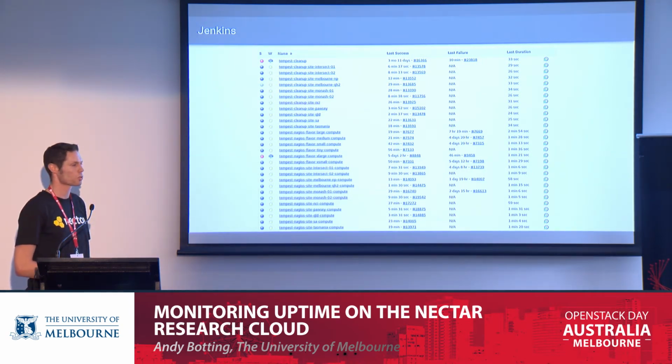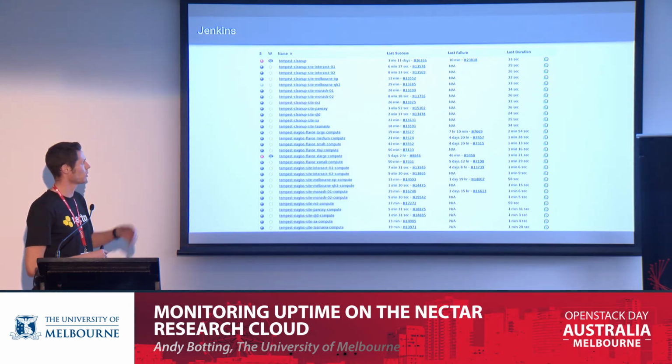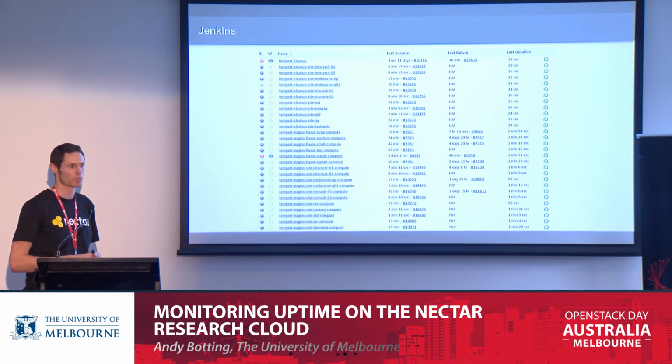We also use OS Purge. OS Purge is a tool for cleaning up resources within a tenant. We found occasionally, especially if you're having issues, the Tempest tests don't always clean up the resources after them. So we run a little OS Purge test, which makes sure that everything gets cleaned up. Otherwise, we sometimes get quota issues.